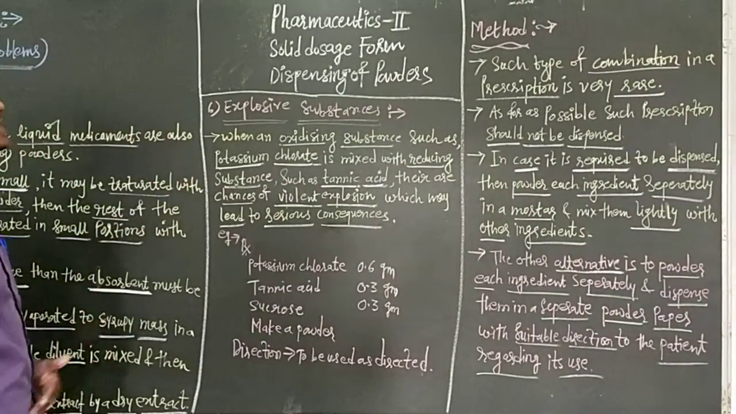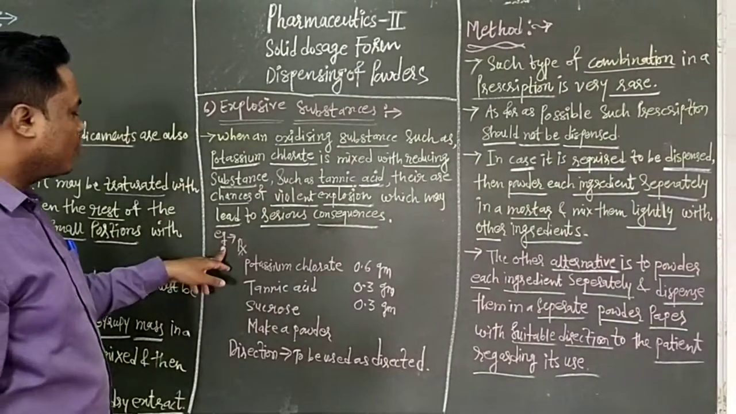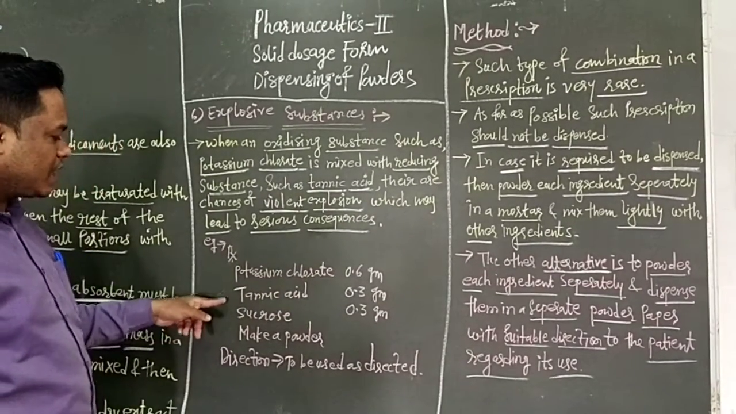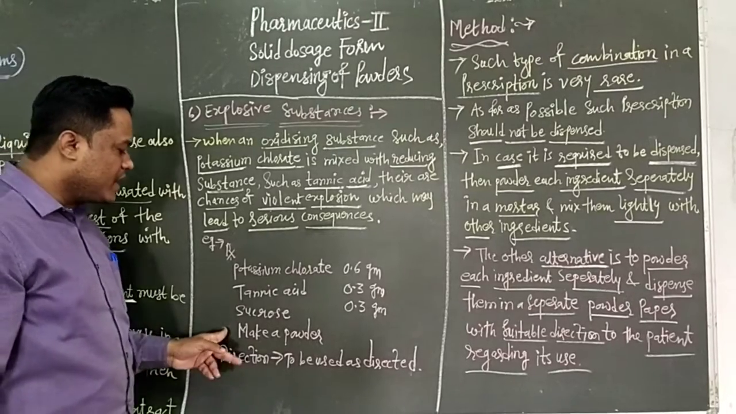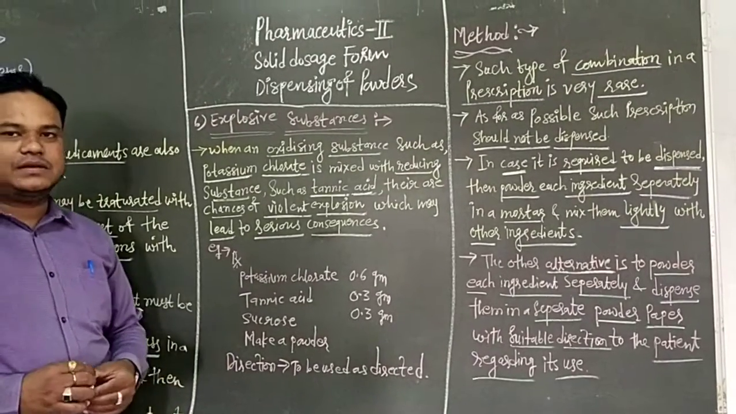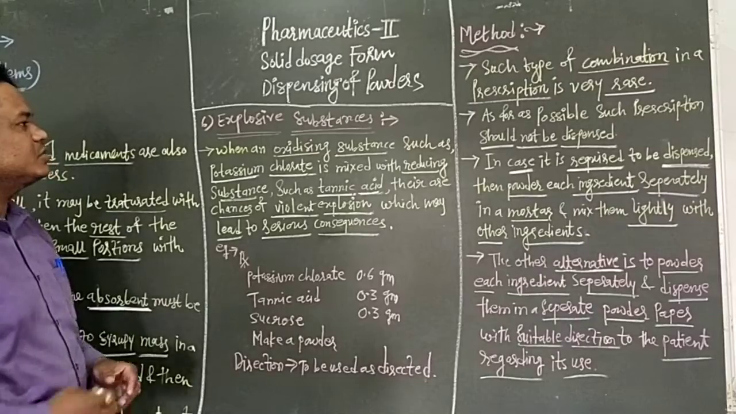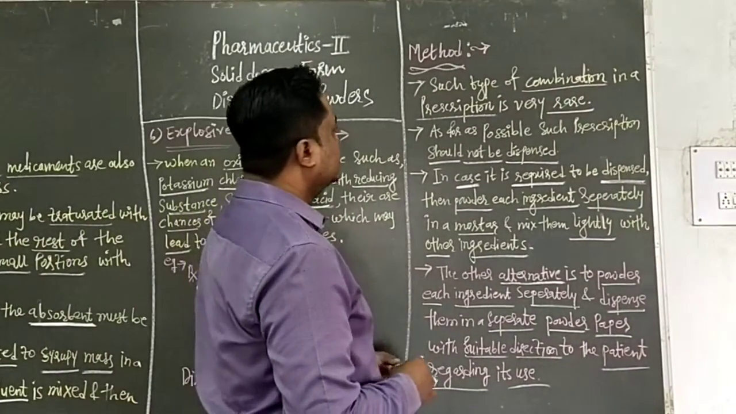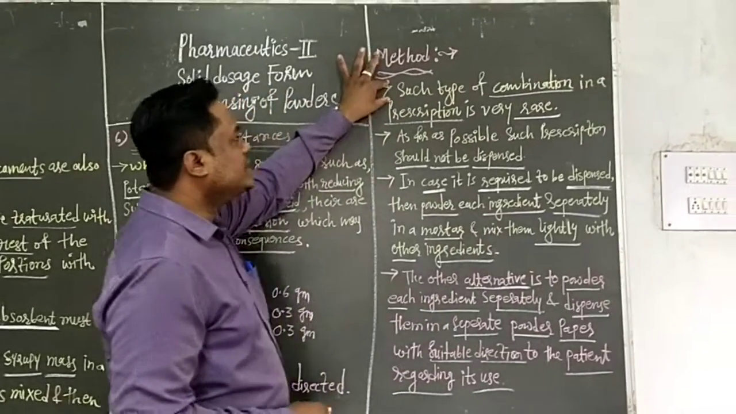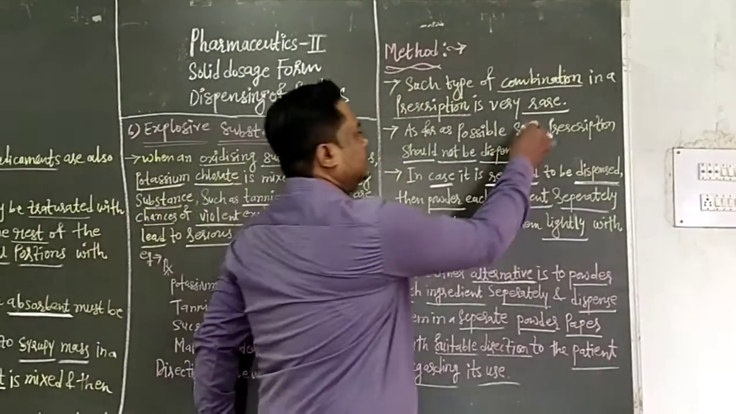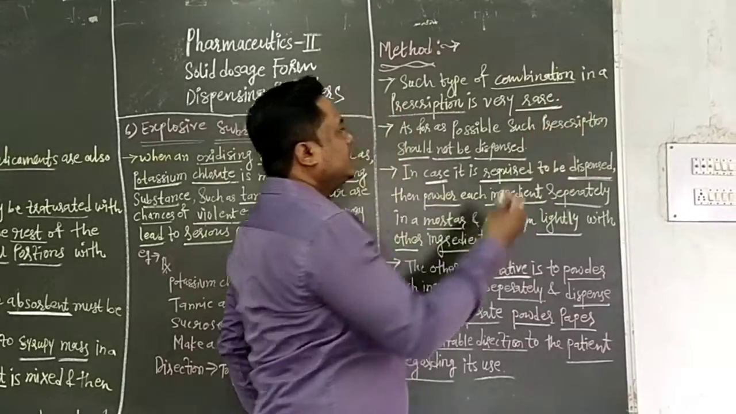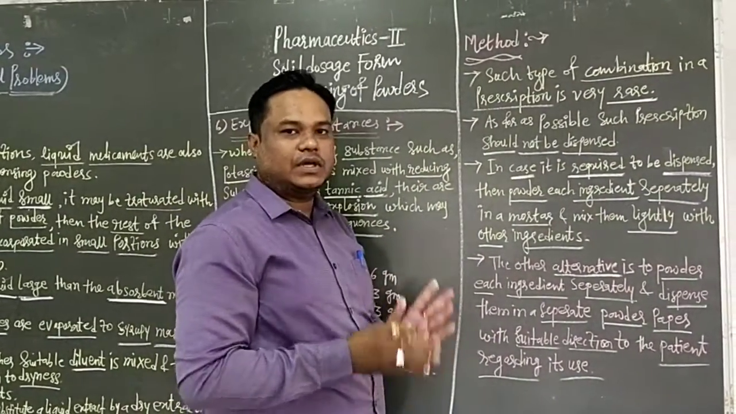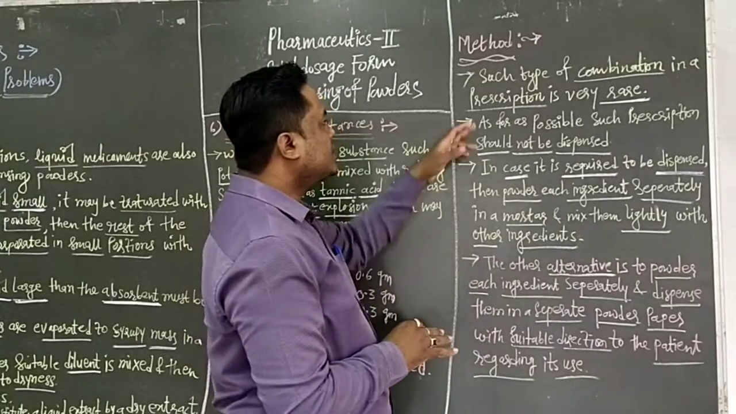For example, the prescription: potassium chlorate 0.6 gram, tannic acid 0.3 gram, sucrose 0.3 gram, make a powder, with directions for use. This is the prescription of explosive substances. Now the method. Such a combination in a prescription, the mixing of an oxidizing agent with a reducing agent, is very rare.